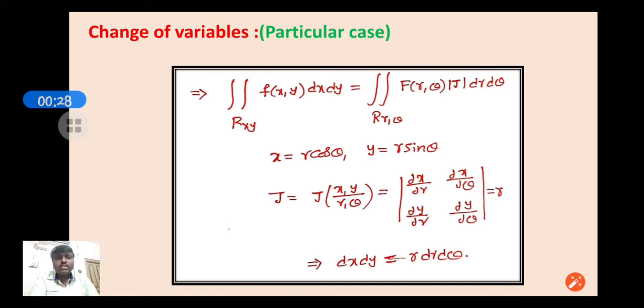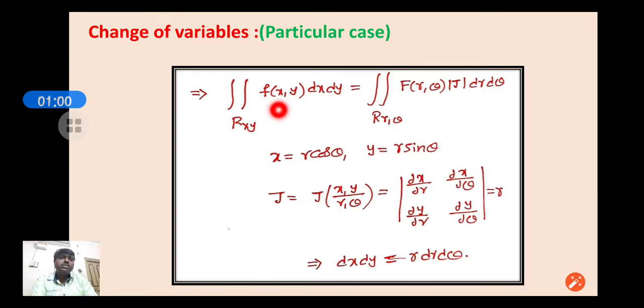I try to change the double integration in Cartesian coordinates in terms of x y. So double integration over the region R of x comma y, the integrand f of x comma y dx dy. My interest is changing the Cartesian coordinates into polar coordinates r comma theta with the suitable transformation x equal to r cos theta and y is equal to r sin theta.